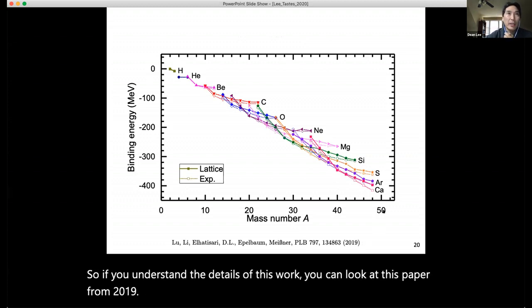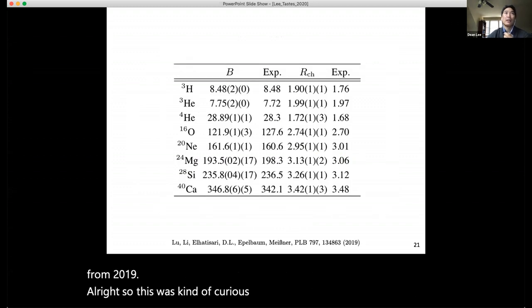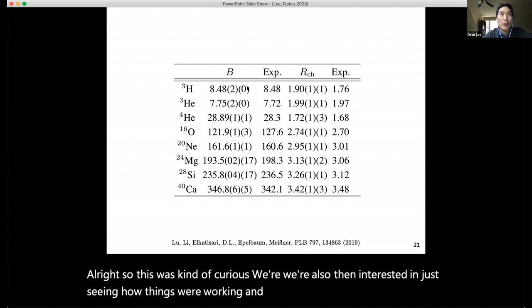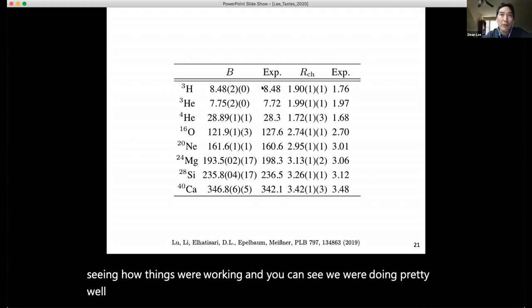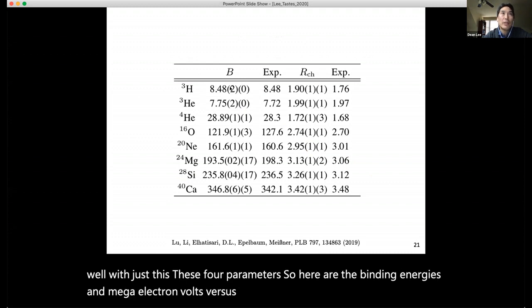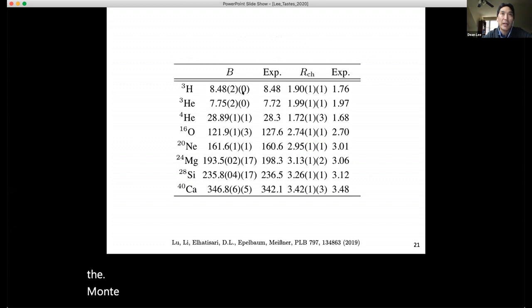All right, so this was kind of curious. We were also then interested in just seeing how well things were working. And you can see we were doing pretty well with just these 4 parameters. So here are the binding energies in megaelectron volts versus the experimental. So these are the Monte Carlo errors as well as the systematic errors.